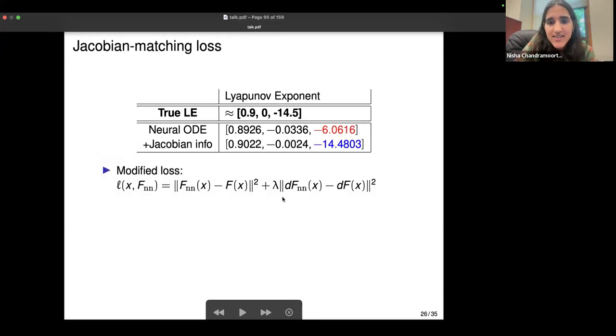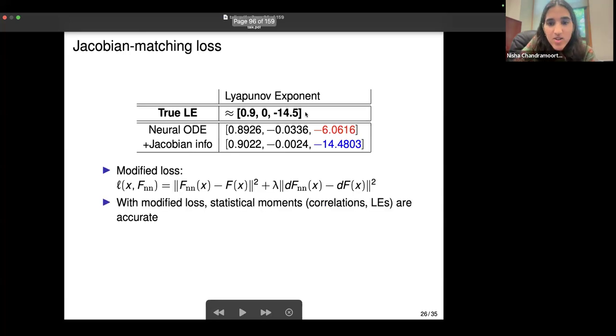However, we noticed that if we add some term which, in addition to minimizing the mean square error of the dynamics itself, also minimizes the difference in the Jacobians. So this is the Jacobian matrix, same notation as before. This is the Jacobian matrix of the neural network, and the Jacobian matrix of the ground truth. If you minimize this distance, I think this is just a Frobenius norm, then if you calculate the Lyapunov exponents, they seem to match the ground truth.